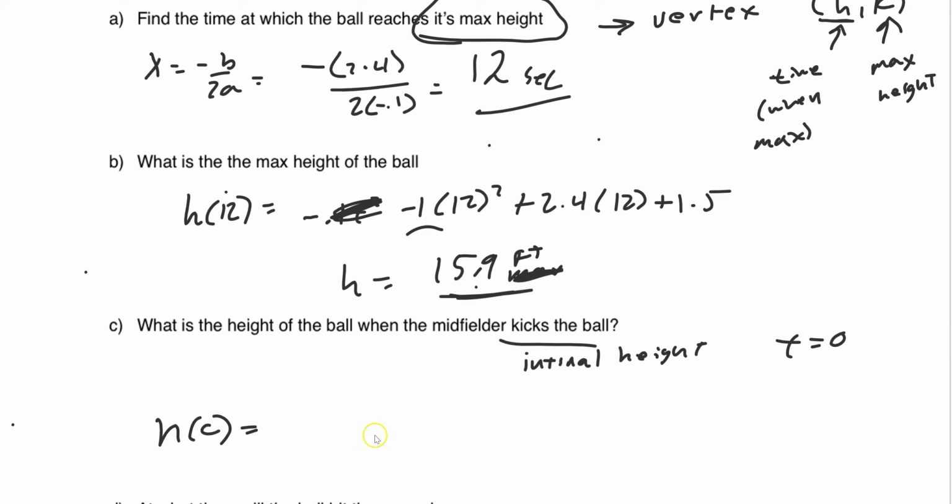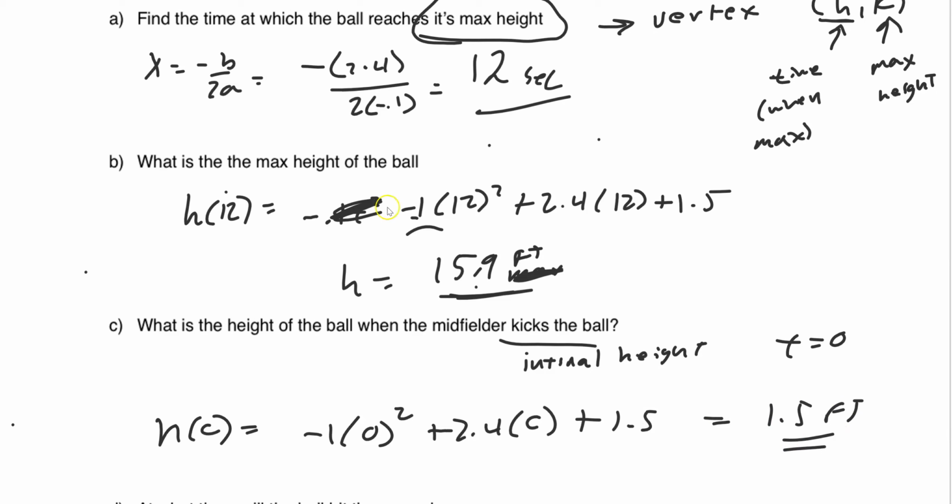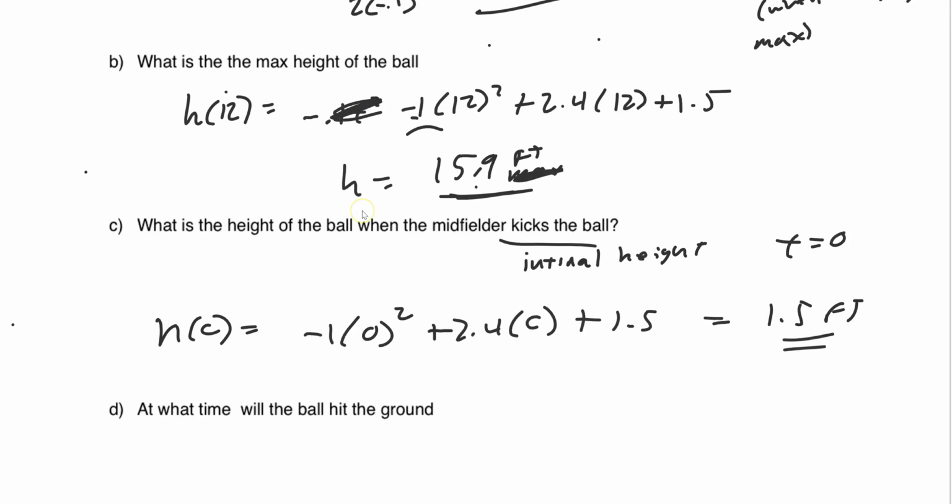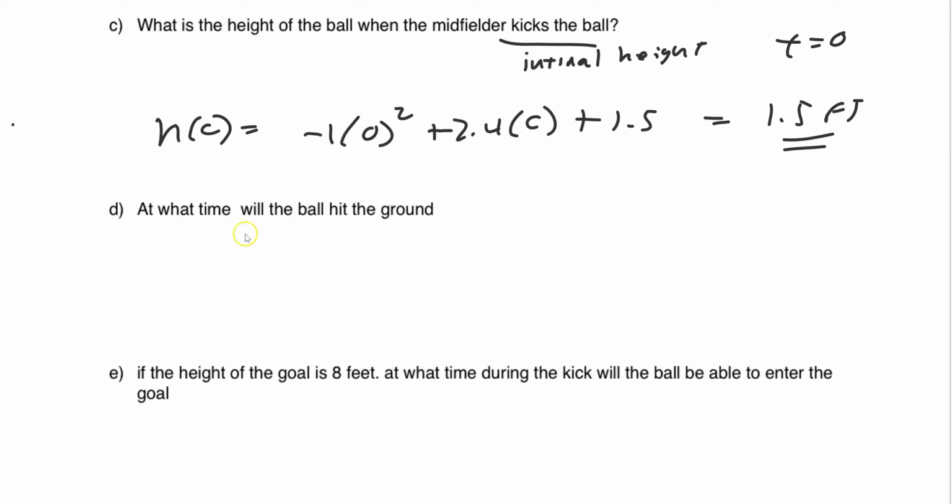H of 0. So negative 1 times 0 squared plus 2.4 times 0 plus 1.5. So 1.5 feet. So initially at 1.5 feet. So if I ever want to know when this happens, at the start, it's initial, so it's set to 0. And then D, at what time will the ball hit the ground?